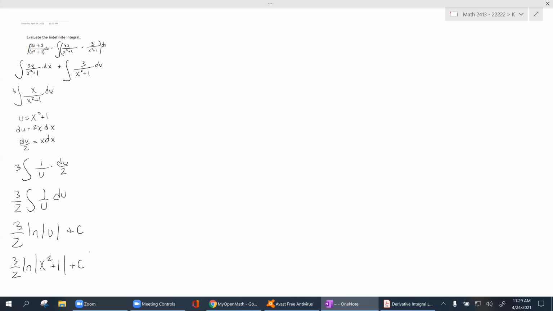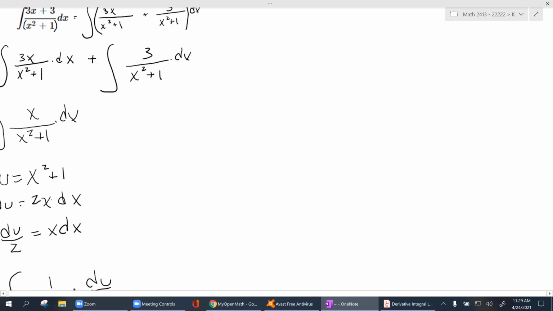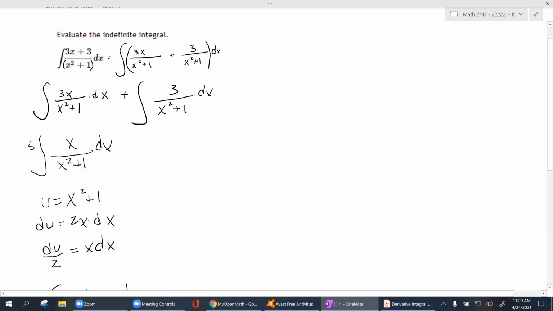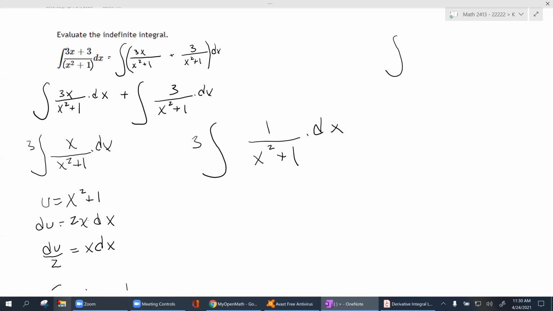All right, so let's go ahead and do the right side. Let me go ahead and zoom in, then I'll zoom out. Okay, again, I'm going to want to factor out that 3. So I have 1 over x squared plus 1 times dx. Hey, this looks very familiar. This is arctan, right? Arctan tells us that the integral, go ahead and just bring this over.